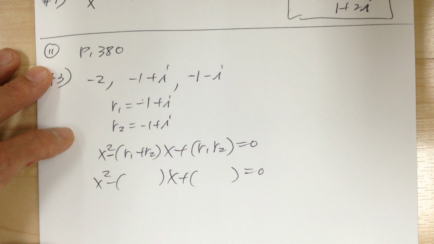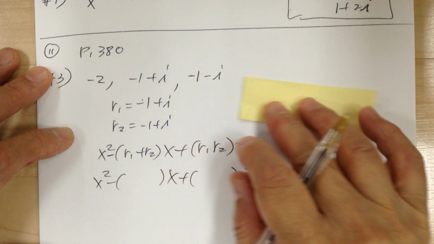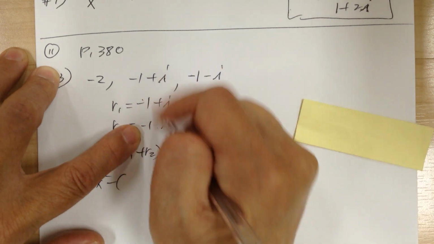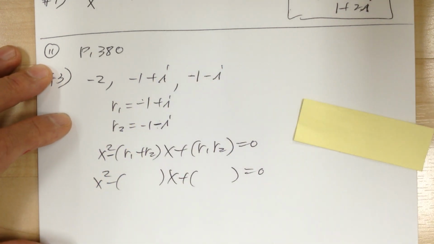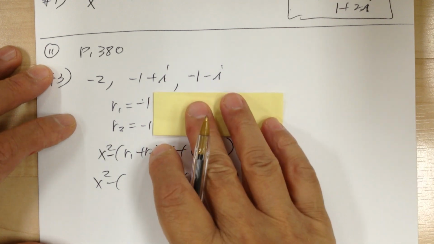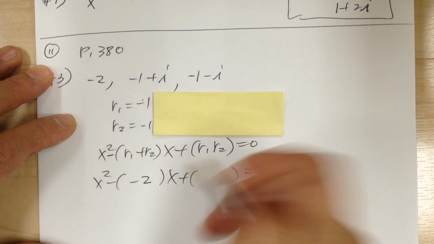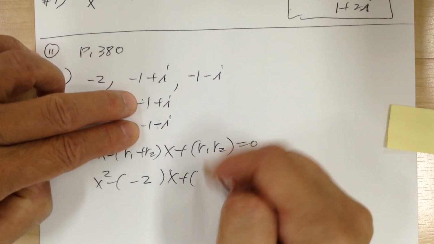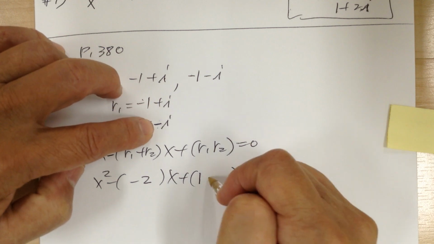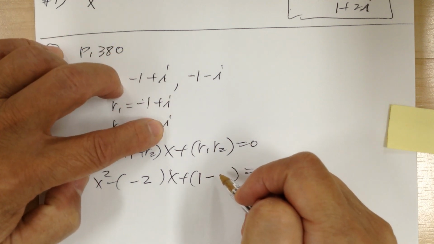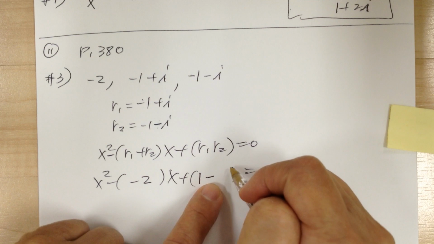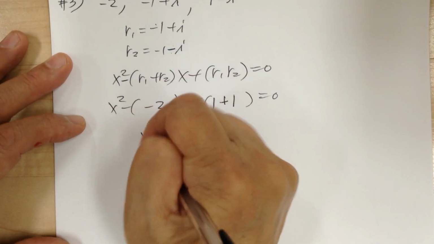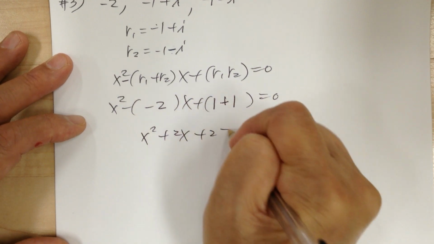Wait, there's something wrong. There should be a minus: minus i. Sorry about that. When you add, the conjugates cancel out, so the sum gives you negative 2. When you multiply, negative 1 times negative 1 is positive 1. Plus times minus is minus, i times i is negative 1, but that's a minus already, so negative 1 times negative gives you plus 1. So this is x squared plus 2x plus 2 equal to 0.